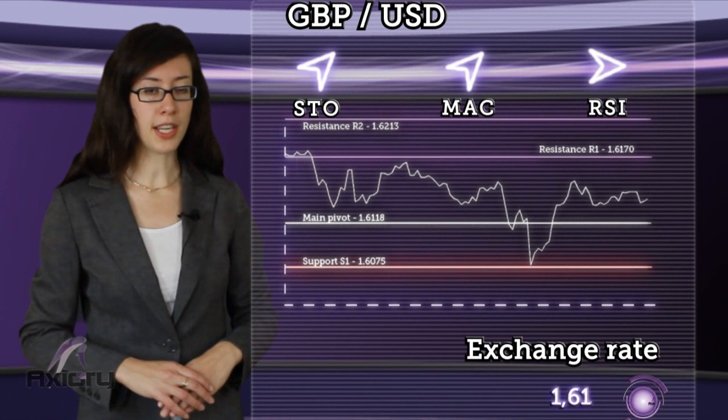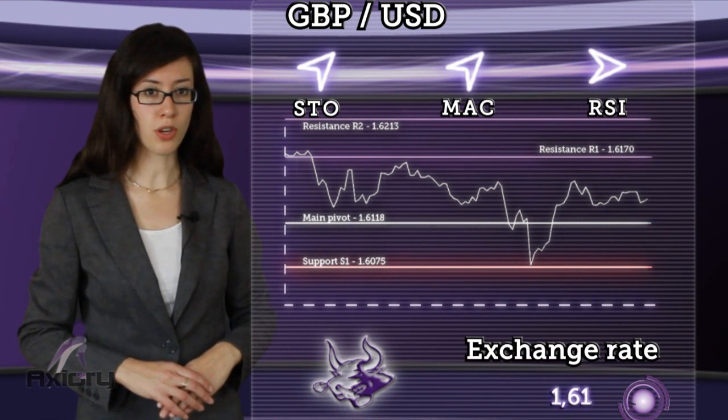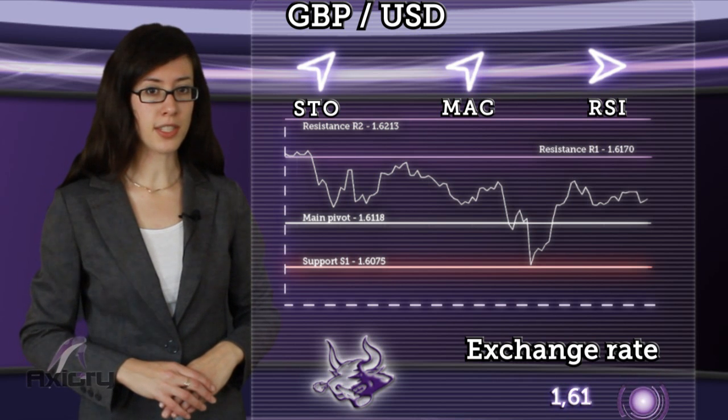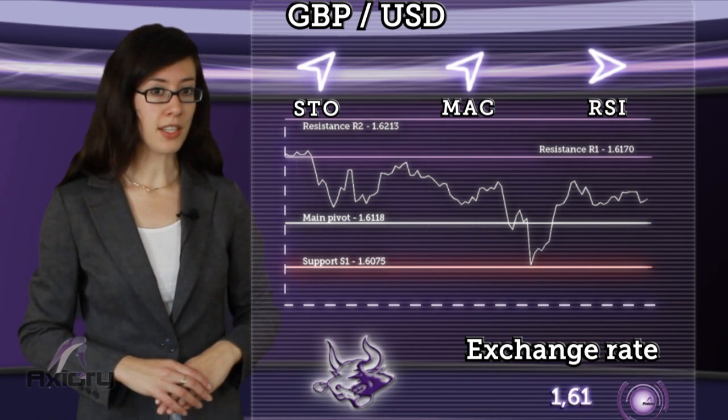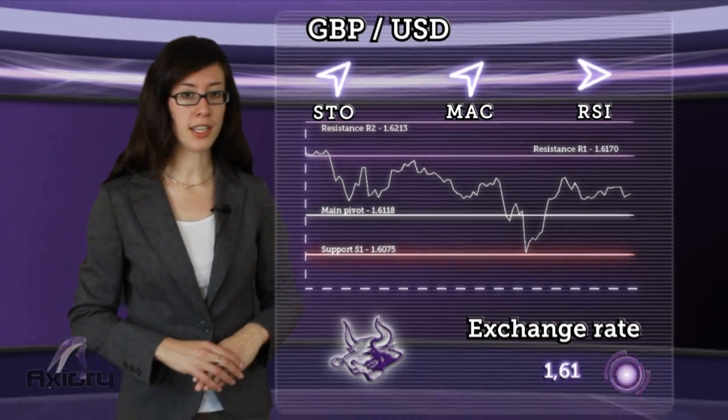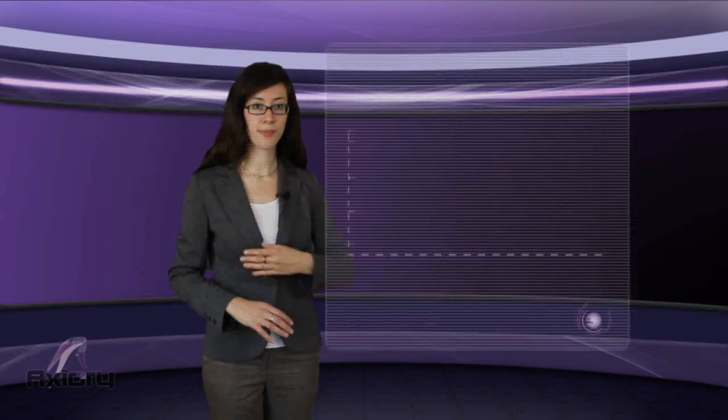Next up, the sterling dollar's outlook. As long as price holds above daily pivot, we can expect price will approach R1 resistance, and rise above this level will then focus on R2 resistance. Fall below daily pivot will then negate previous conclusions and target will be at S1 support. Based on Axiory's chosen indicators and chart analysis, we can assume a bullish trend.